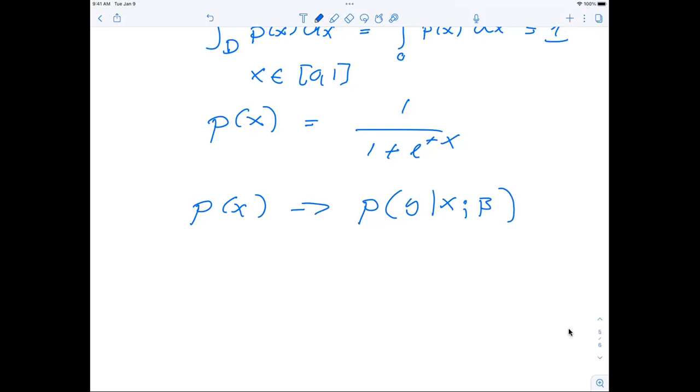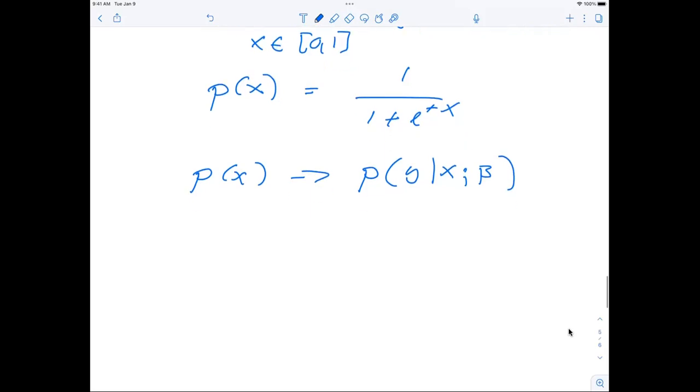The way we would do that now, and the simplest possible way, is to have a linear dependence here. We have e to the beta 0 plus beta 1 times x divided by 1 plus e to the beta 0 plus beta 1 times x. So beta 0 and beta 1 are now the parameters which we had, for example, in linear regression. So the betas, these are the parameters.